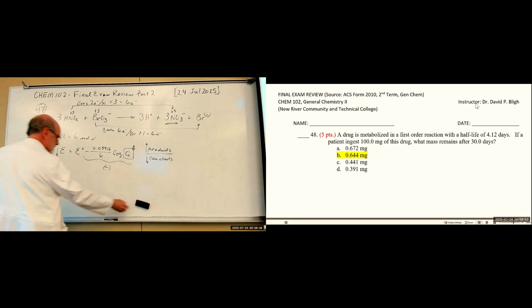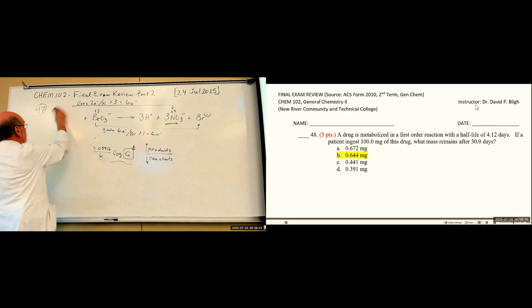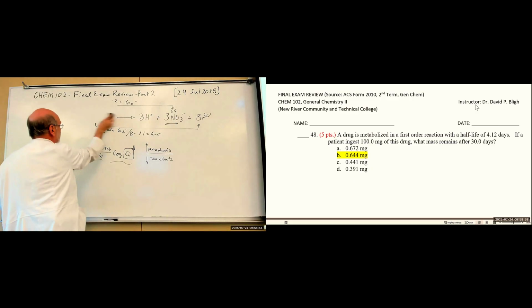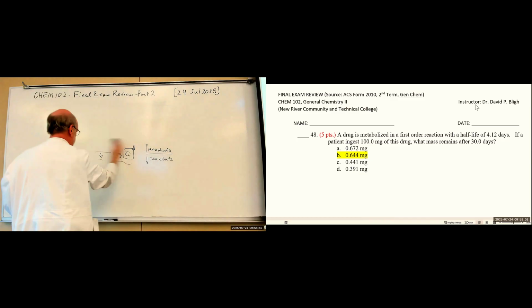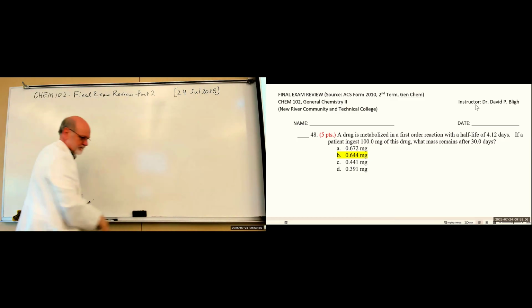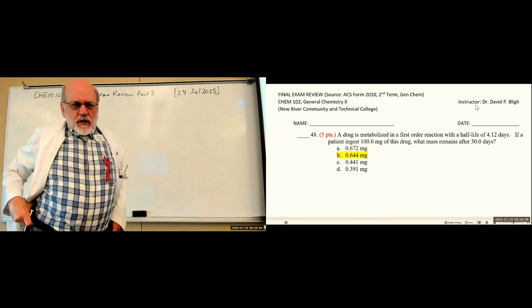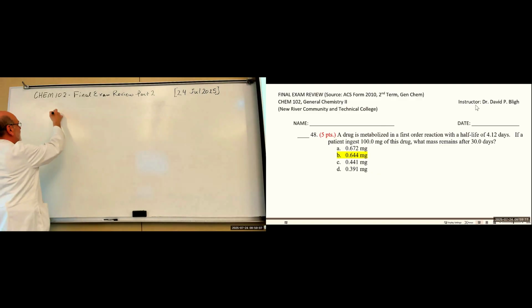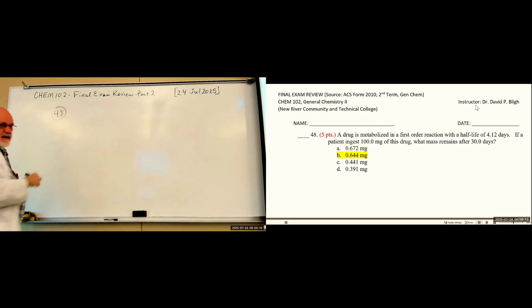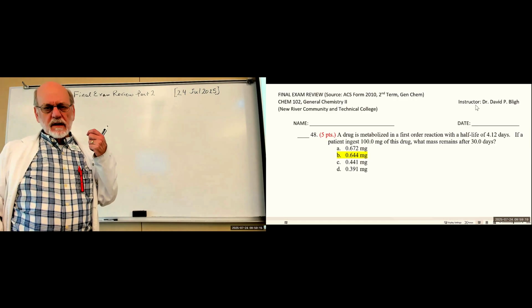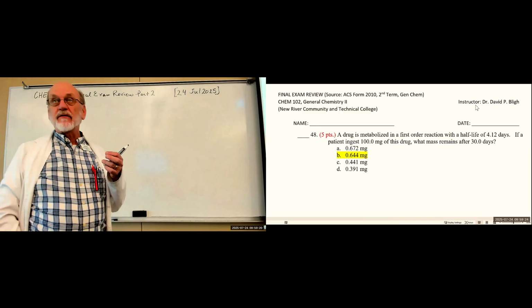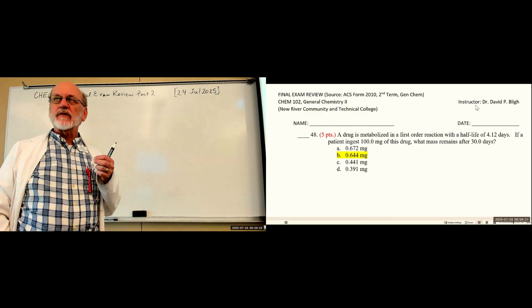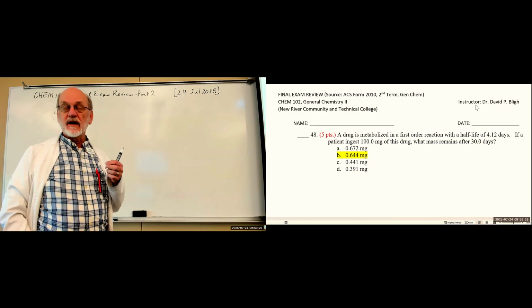All right, 48. Let's see. A drug is metabolized in a first order reaction with a half-life of 4.12 days. If a patient ingests 100 milligrams of this drug, what mass remains after 30 days?